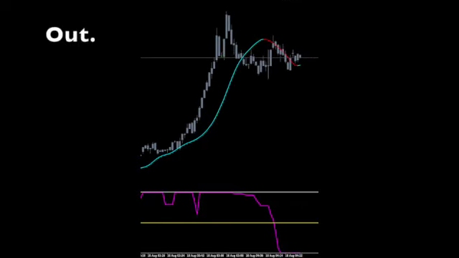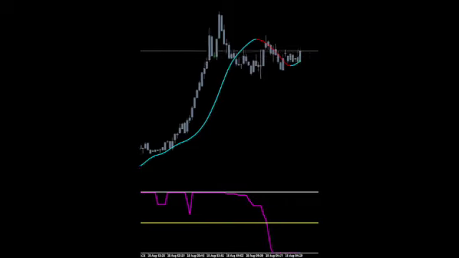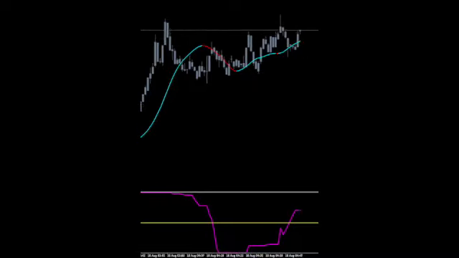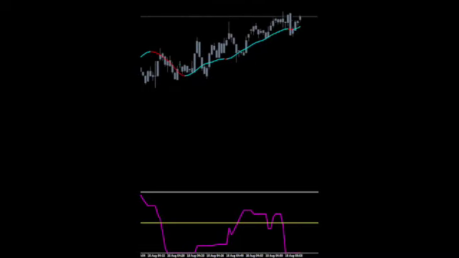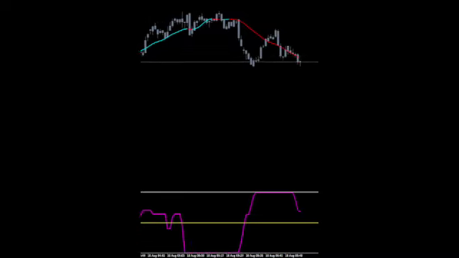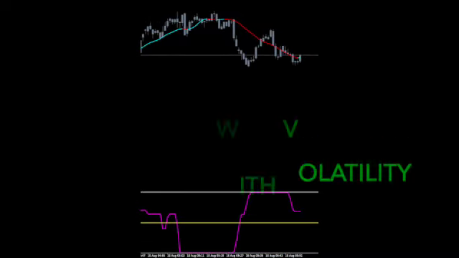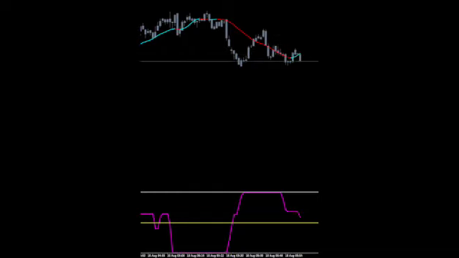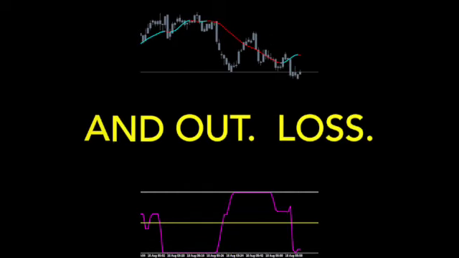Out here. Hard to tell if this had been a quick win. It would have depended on your ATR numbers. We've got a long signal with volatility agreement here and out on this quick loss.